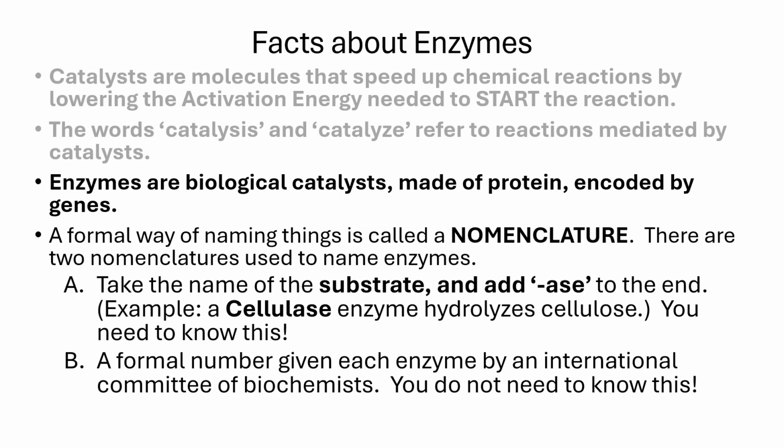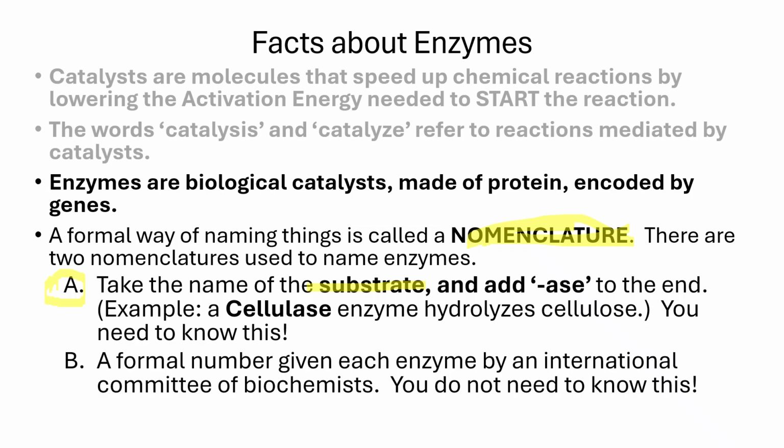And when you name things in science, if we have a formal way of naming things, we call that a nomenclature. Right? A nomenclature is a formal way of naming things. Now, for enzymes, there are two ways you can name enzymes. One of them is a little bit of an informal way of naming them, which is you take whatever the substrate is. That is, the substrate is the molecule or molecules that the enzyme works on.